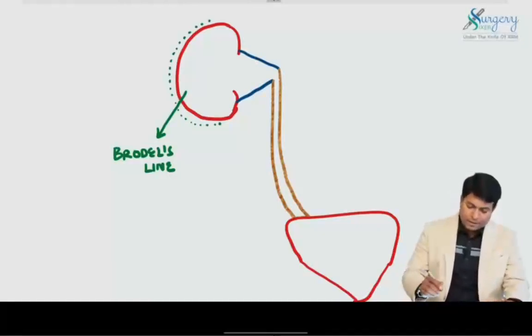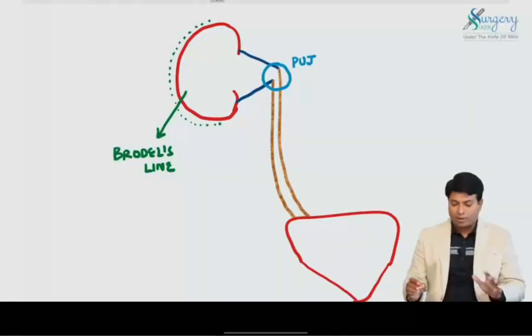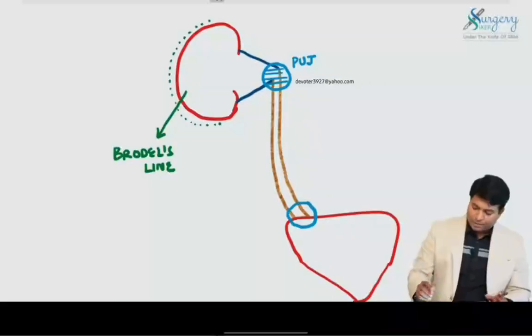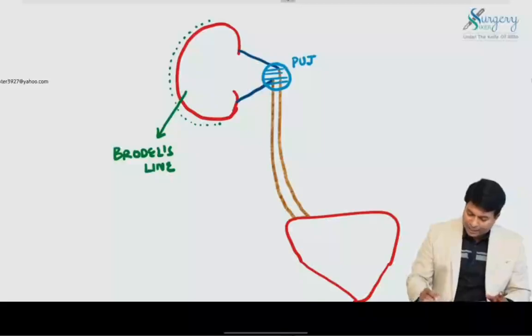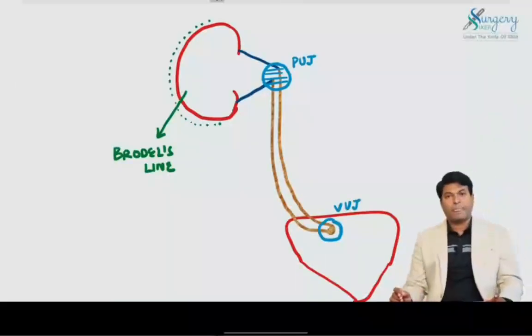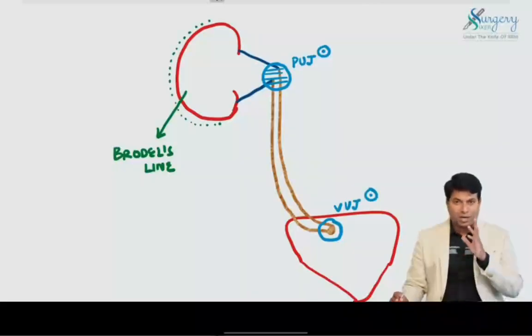Now this point is very important. This is known as the pelvic-ureteric junction, PUJ. And this is another important point: the place where the ureter is entering the bladder. This is known as VUJ, the vesico-ureteric junction. Pelvic-ureteric junction and vesico-ureteric junction are two important junctions you must not forget.